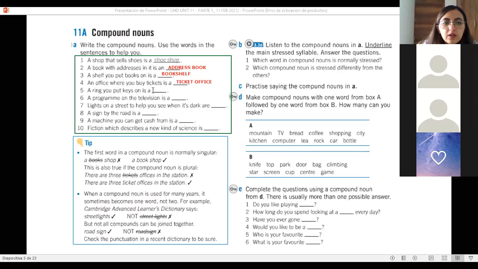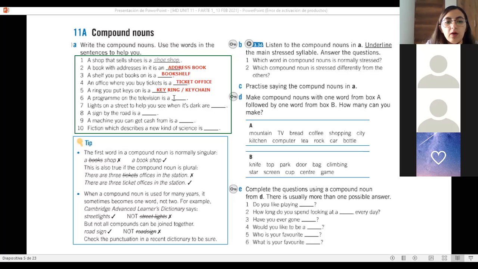A ring you put keys on. Sí, el llavero, ¿cómo decimos? Llavero, a ring you put some keys on. Yes, it's a key ring, or we know it also as a keychain. So we have these two options. We have key ring, and we have keychain, two words. Let's continue with number 6.